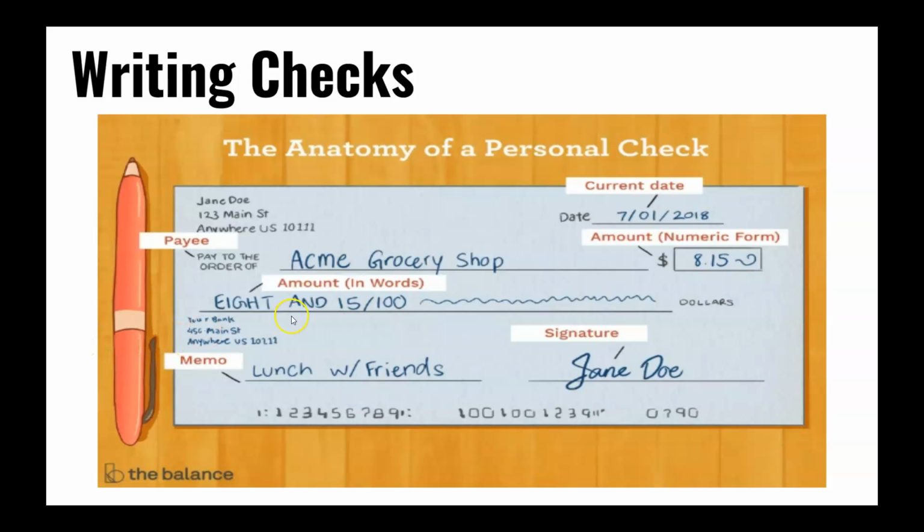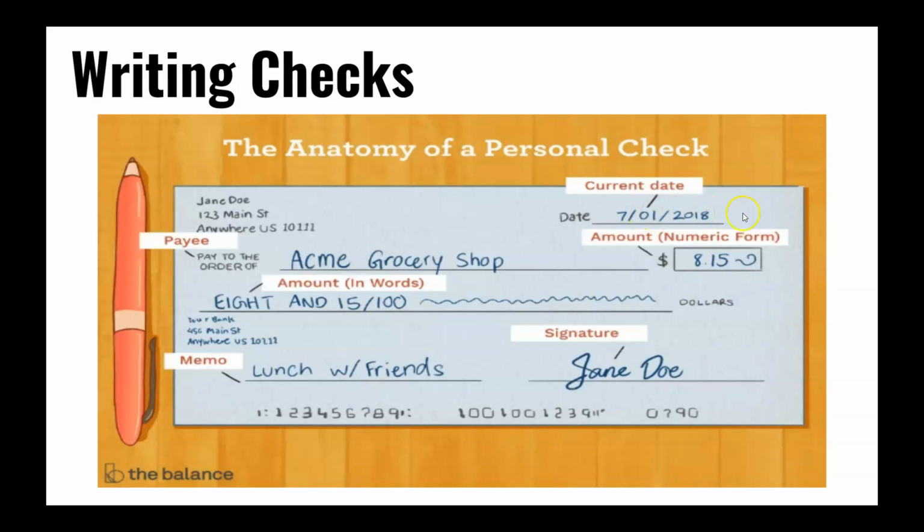The first thing you'll see here on the check is the date. You must write the current date on the check. You cannot write a date in the future for when you'll have money to spend. You have to write today's date on the check. So only write checks on days that you have money to actually cover the check.